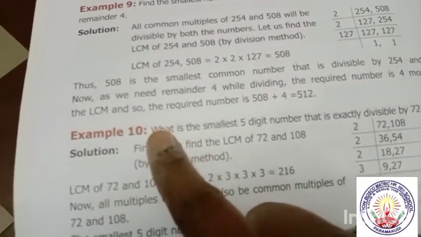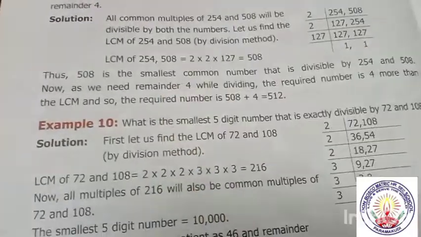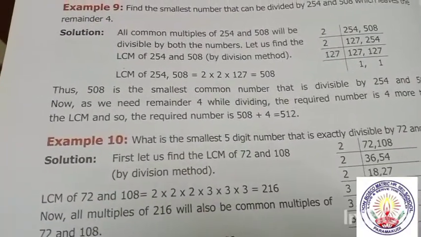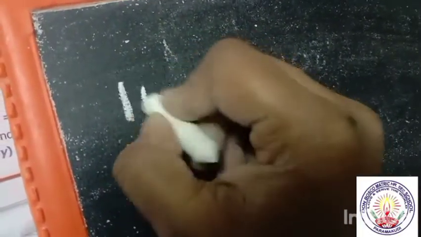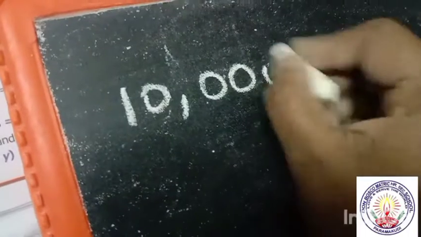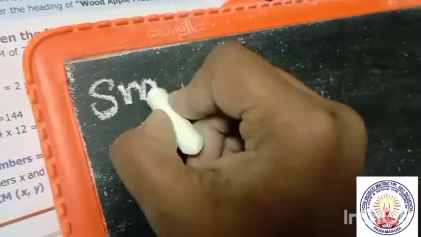In the question, what is the smallest 5-digit number? First of all we will find the smallest 5-digit number. What is that? That is 10,000. This was the smallest 5-digit number.